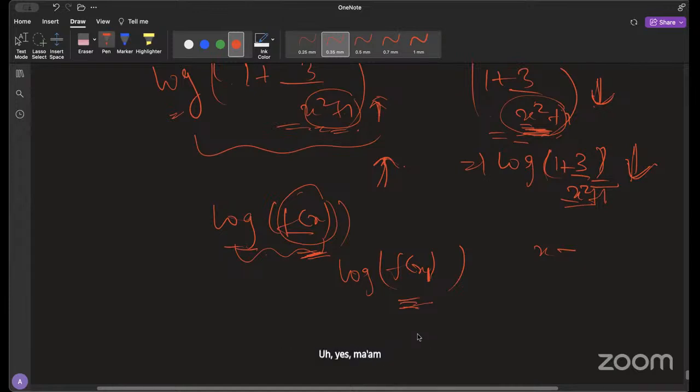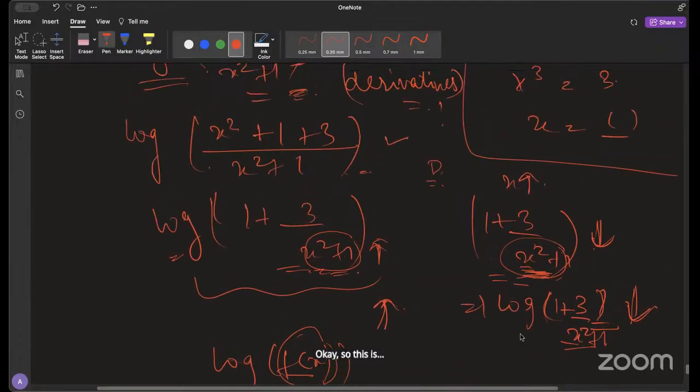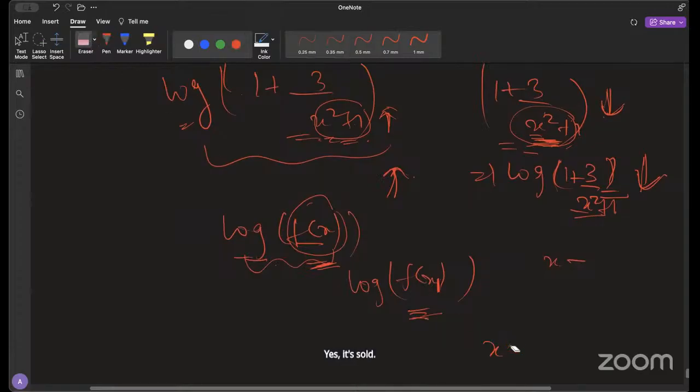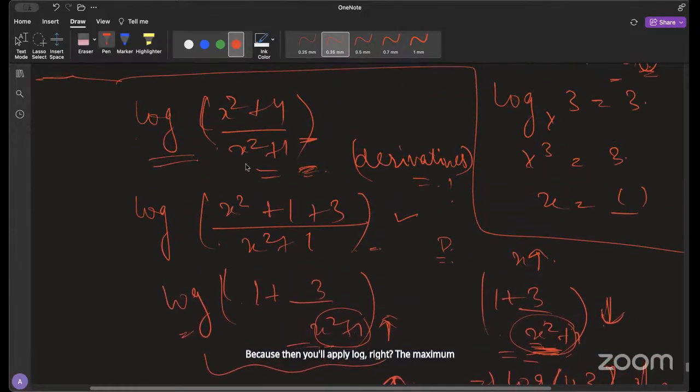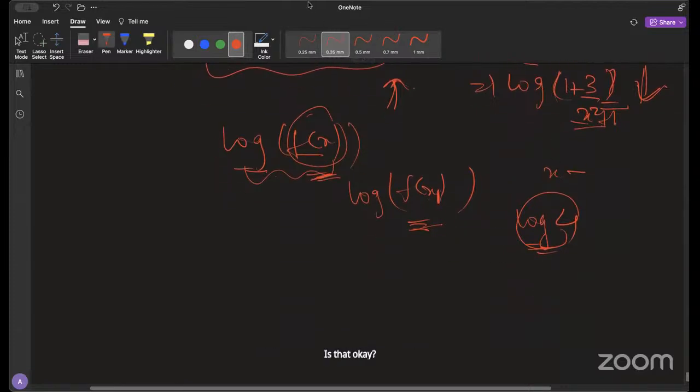Yes, ma'am. Can you please check the maximum value on the given example? Okay, so it should be 4 now. Yes, it's 4. Okay, it's log 4 basically, because then you'll apply log, right? The maximum of this is 4, but then you apply log, so it becomes log 4. Is that okay? Okay, ma'am. And then we have another thing, this one.